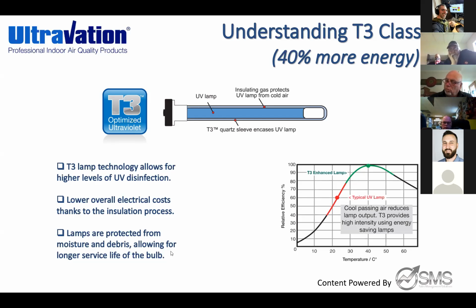With these T3 lamps, you do get 18,000 hours out of these, I believe. Yes, 18,000. Big difference there, which allows for 2 years of lamp life with these bulbs. So go ahead and jump to the next.